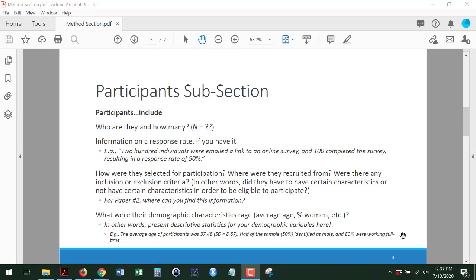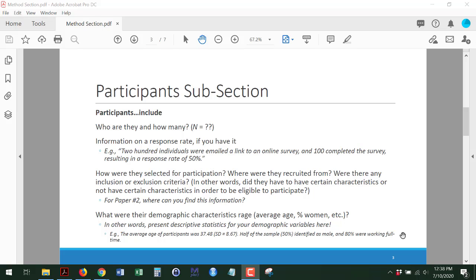And this is based on the number of potential participants that you reached out to and the number who actually participated in your study. For example, you could say 200 individuals were emailed a link to an online survey and 100 completed the survey, resulting in a response rate of 50%.